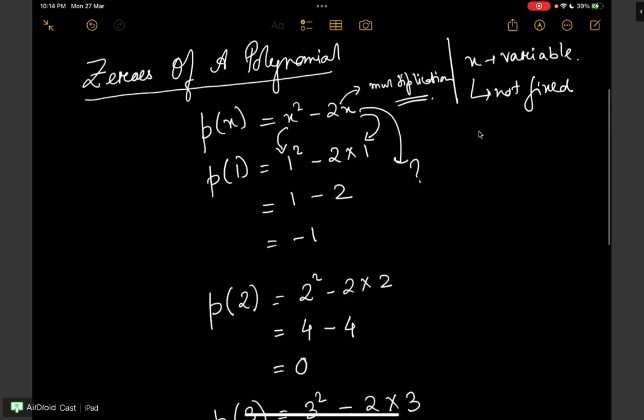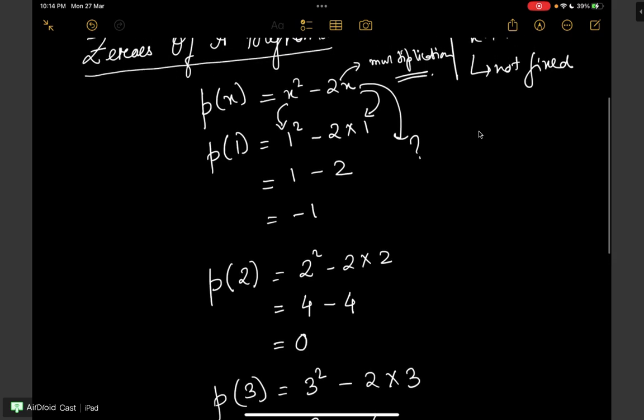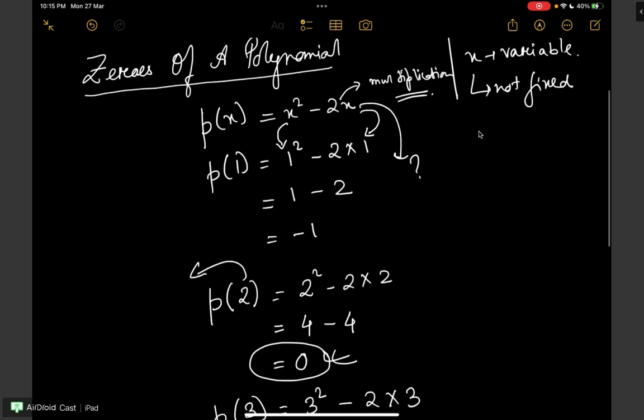Now one thing to note here is that when we put x equals 2 in this case, what is the result we are getting? The result we are getting is 0. So for some particular values of x, or for some particular value of a variable, we will get the result as 0. By putting whatever value we are getting the result as 0, that value is known as the zero of a polynomial.